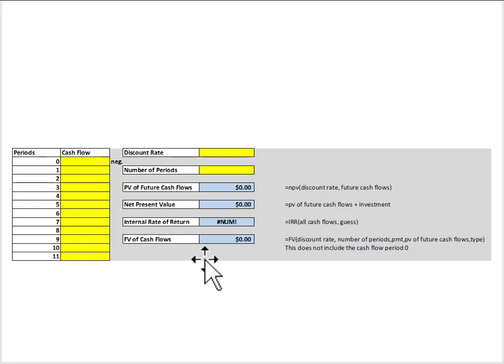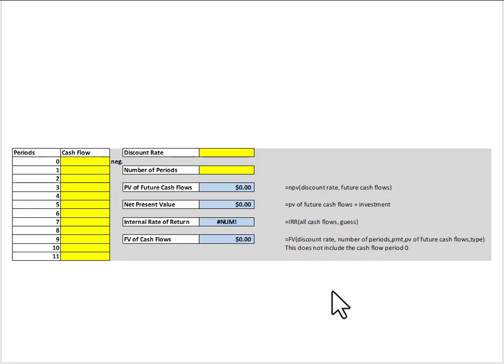The future value of the cash flows, again, you're going to have the discount rate, obviously, that's in there. You need to know the number of periods, that would be obviously this cell. And then you would put the future cash flows, highlight those cash flows. Again, don't include the cash flow at time zero, right? That cash flow is only there to help us with the capital budgeting questions.